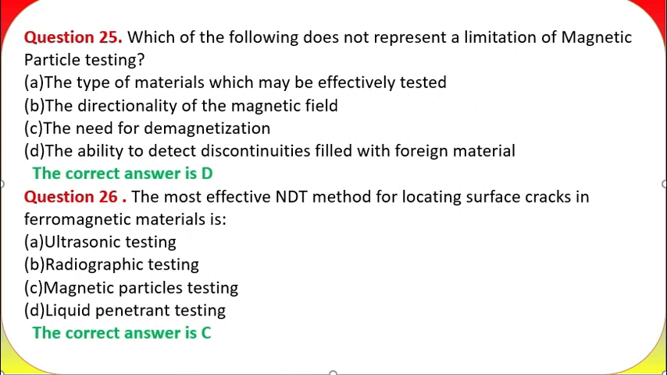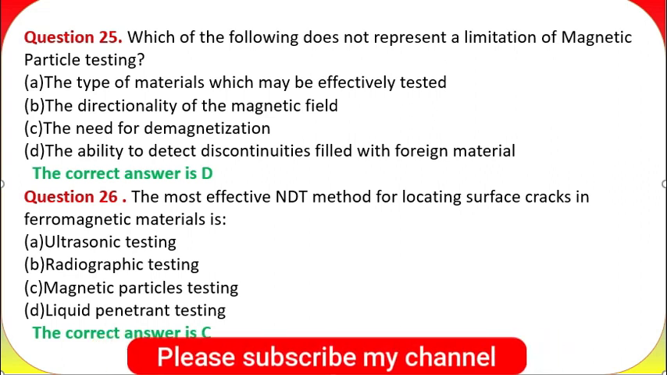Question 26. The most effective NDT method for locating surface cracks in ferromagnetic materials is: A. Ultrasonic testing. B. Radiographic testing. C. Magnetic particle testing. D. Liquid penetrant testing. The correct answer is C.